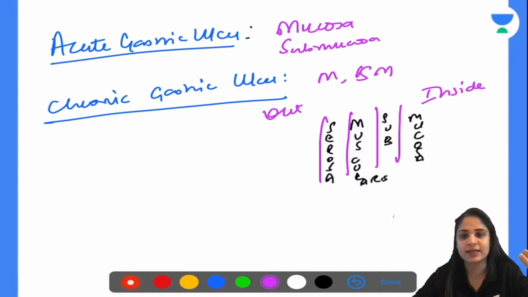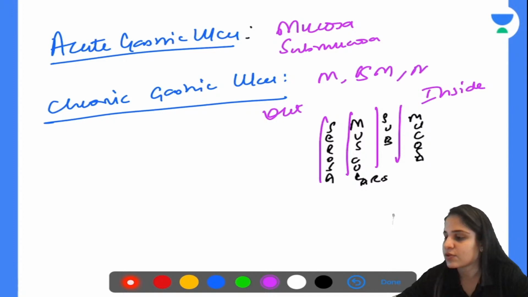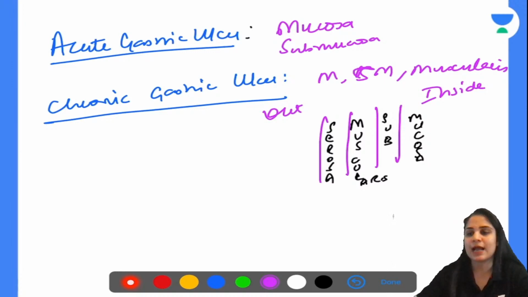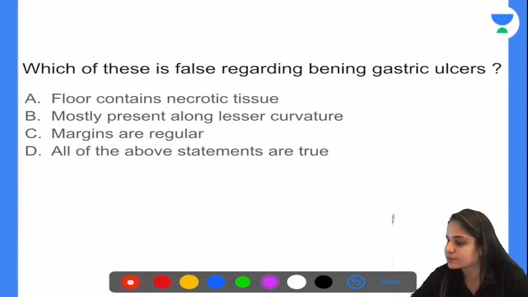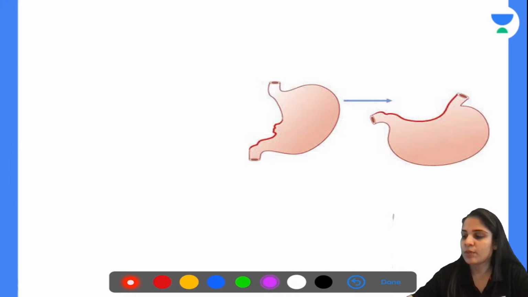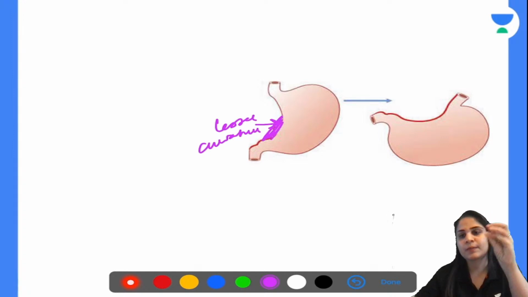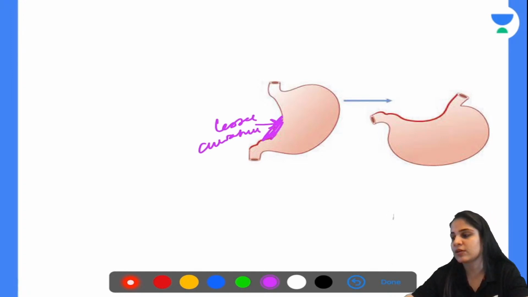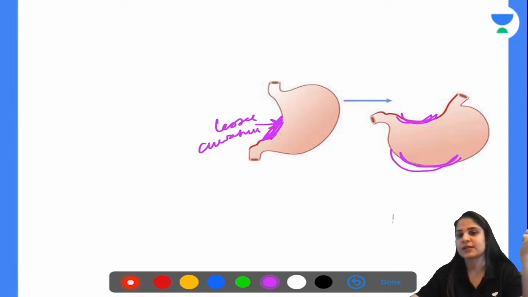I think I must have put a picture ahead, so I'll just show you ahead. So in chronic gastric ulcer, you have involvement of mucosa, submucosa, and muscularis. Yeah. So this is the picture that I wanted to ask you guys about. Tell me. So this is the normal stomach, and the most common area or site where you get a gastric ulcer is along the lesser curvature. All of us know that, correct? So because of involvement of the muscularis layer for a chronic period of time, this is the loss of curvature that happens and distension of this part that happens of the greater curvature.